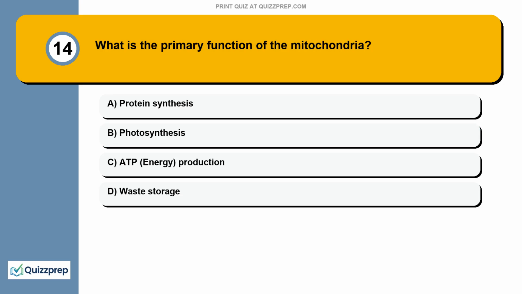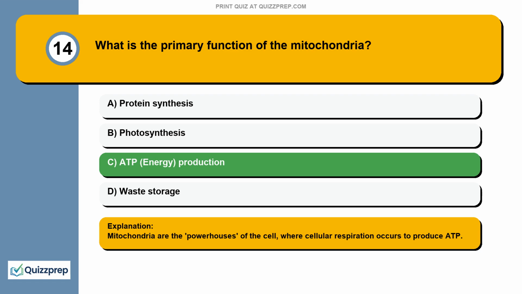Question 14. What is the primary function of the mitochondria? Protein synthesis, photosynthesis, ATP energy production, waste storage. Mitochondria are the powerhouses of the cell, where cellular respiration occurs to produce ATP.